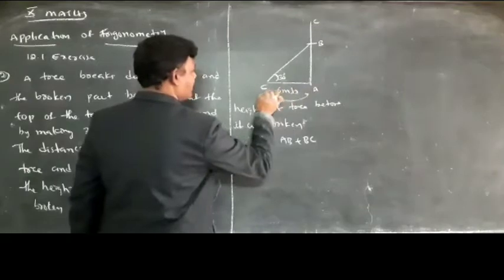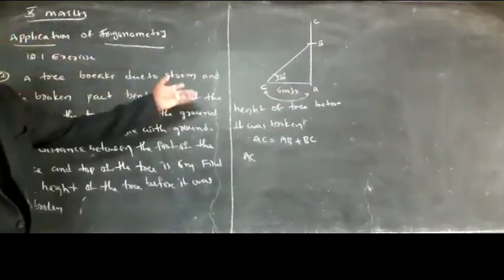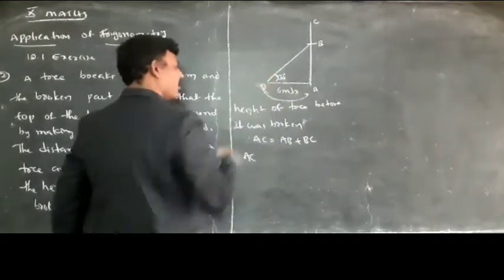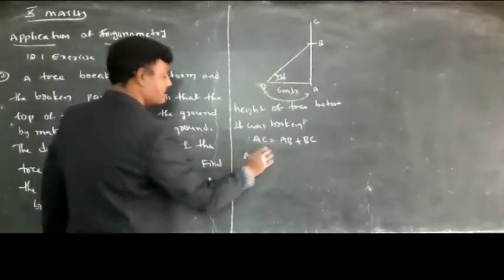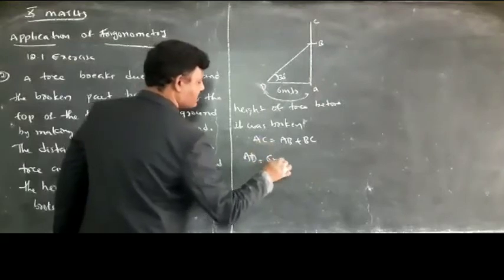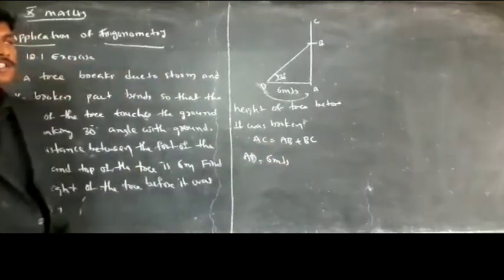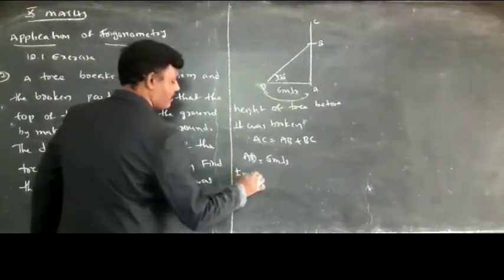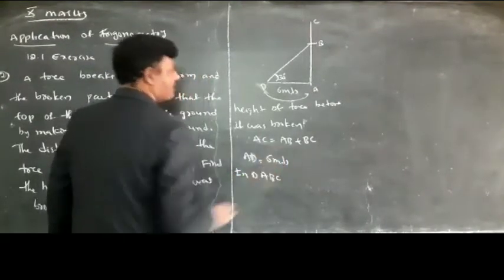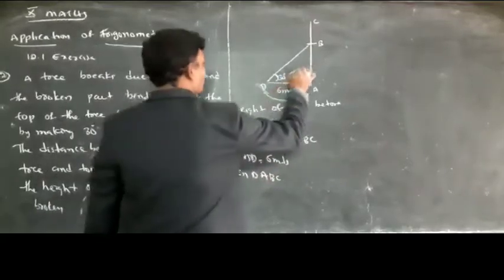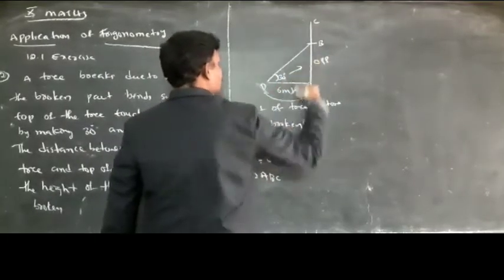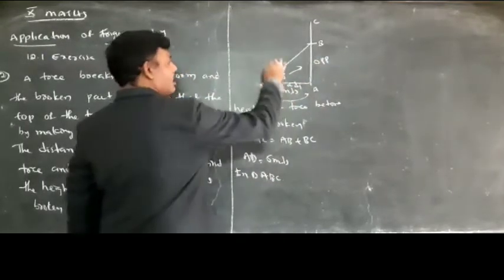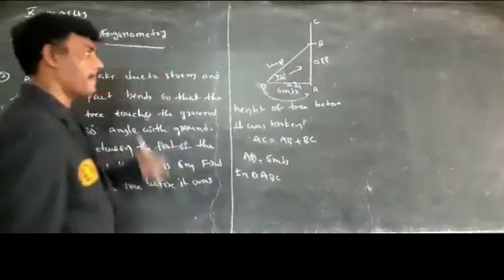This is not AC, it is nothing but the distance between the foot of the tree and the touching point, for example, D. AD is equal to 6 meters, the distance between the foot of the tree and the top of the tree. Now, in triangle ABD, what about the opposite side? Opposite side is nothing but AB, the adjacent side is AD and the hypotenuse is BD.